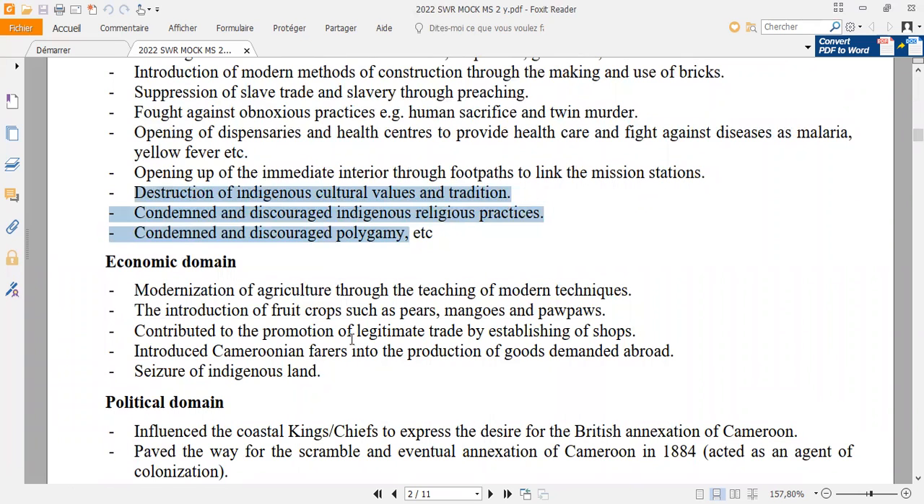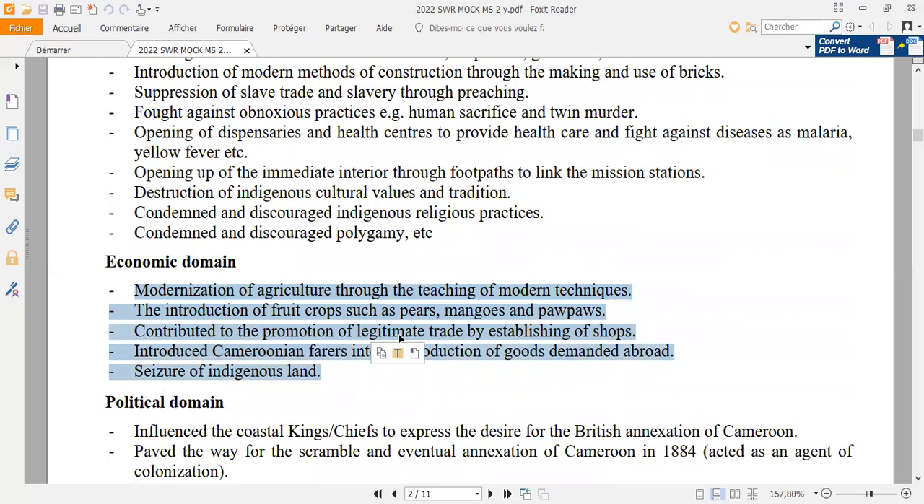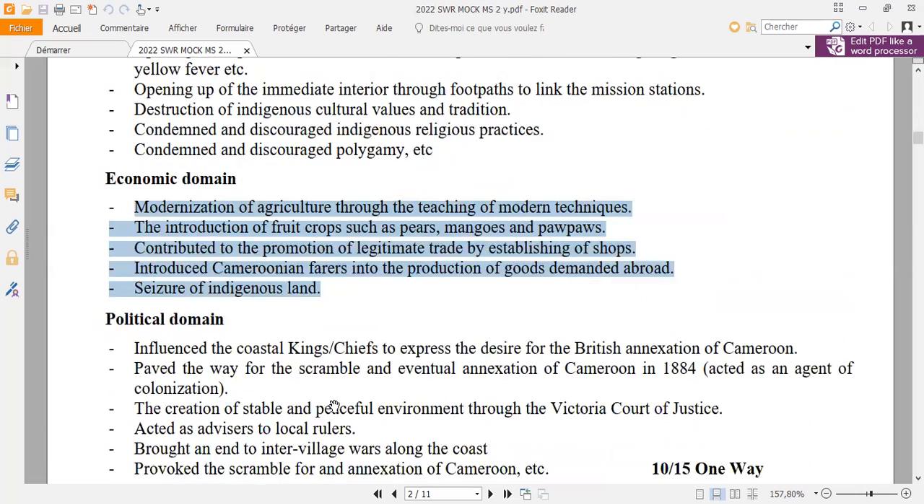You have modernization of agriculture through the teaching of modern techniques. You have the introduction of fruit crops such as pear, mangoes, and pawpaw. You have contribution to the promotion of legitimate trade by establishment of shops. You introduced Cameroonians to the production of goods in demand abroad, and seizure of indigenous land.